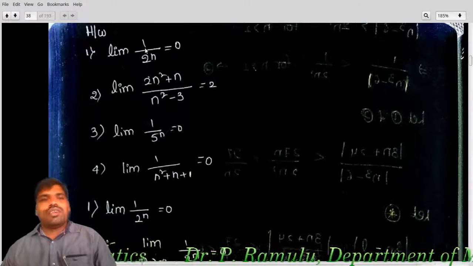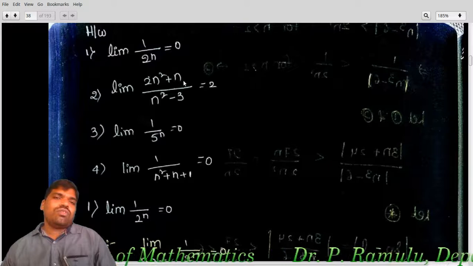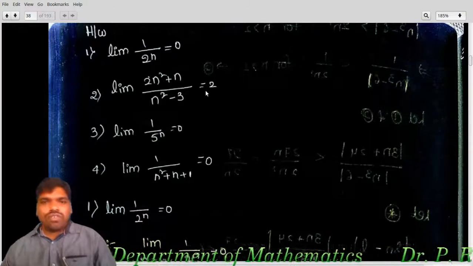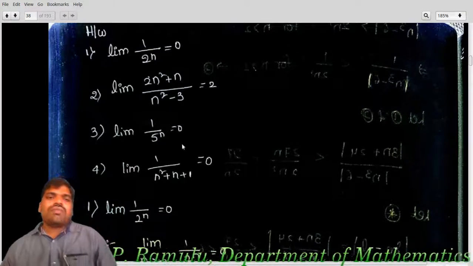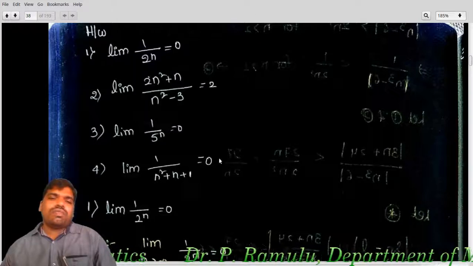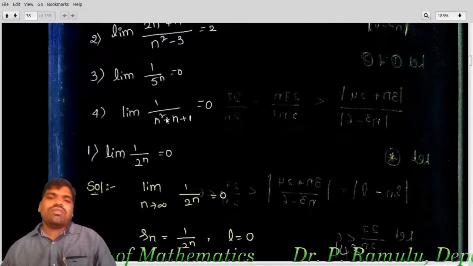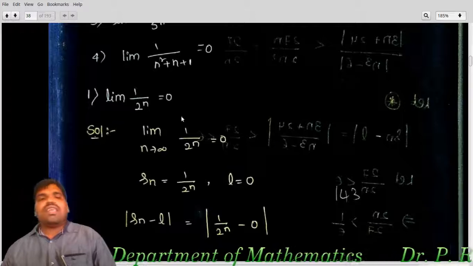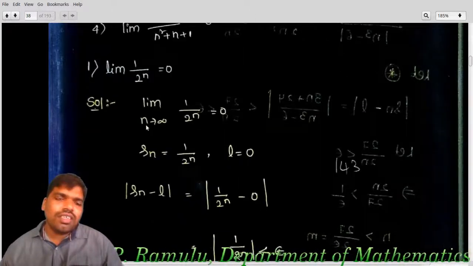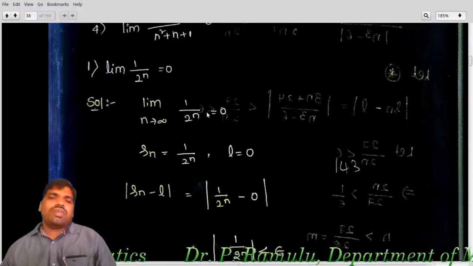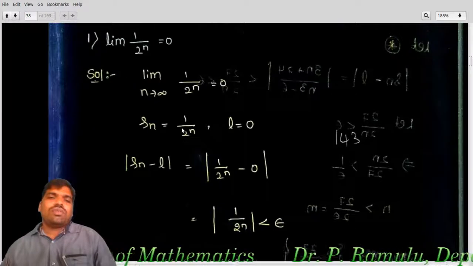Show that limit of 1 by 2 power n equal to 0, limit of 2n square plus n by n cube minus 3 equal to 2, limit of 1 by 5 power n equal to 0, limit of 1 by n square plus n equal to 0. This I am quickly explaining. Limit of 1 by 2 power n equal to 0.